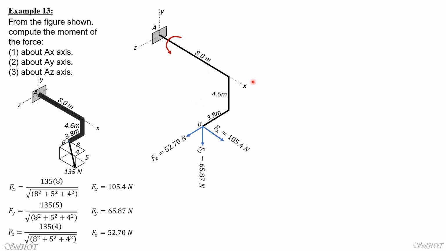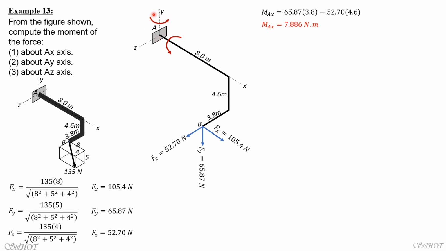So the moment about AX is 65.87 times 3.8 minus 52.7 times the moment arm 4.6. Computing for MAx, it is equal to 7.886 newton meter, and the sense is positive, so its moment is in the same direction as this. Then for MAy, position your right thumb towards the positive y-axis, curl your four fingers.